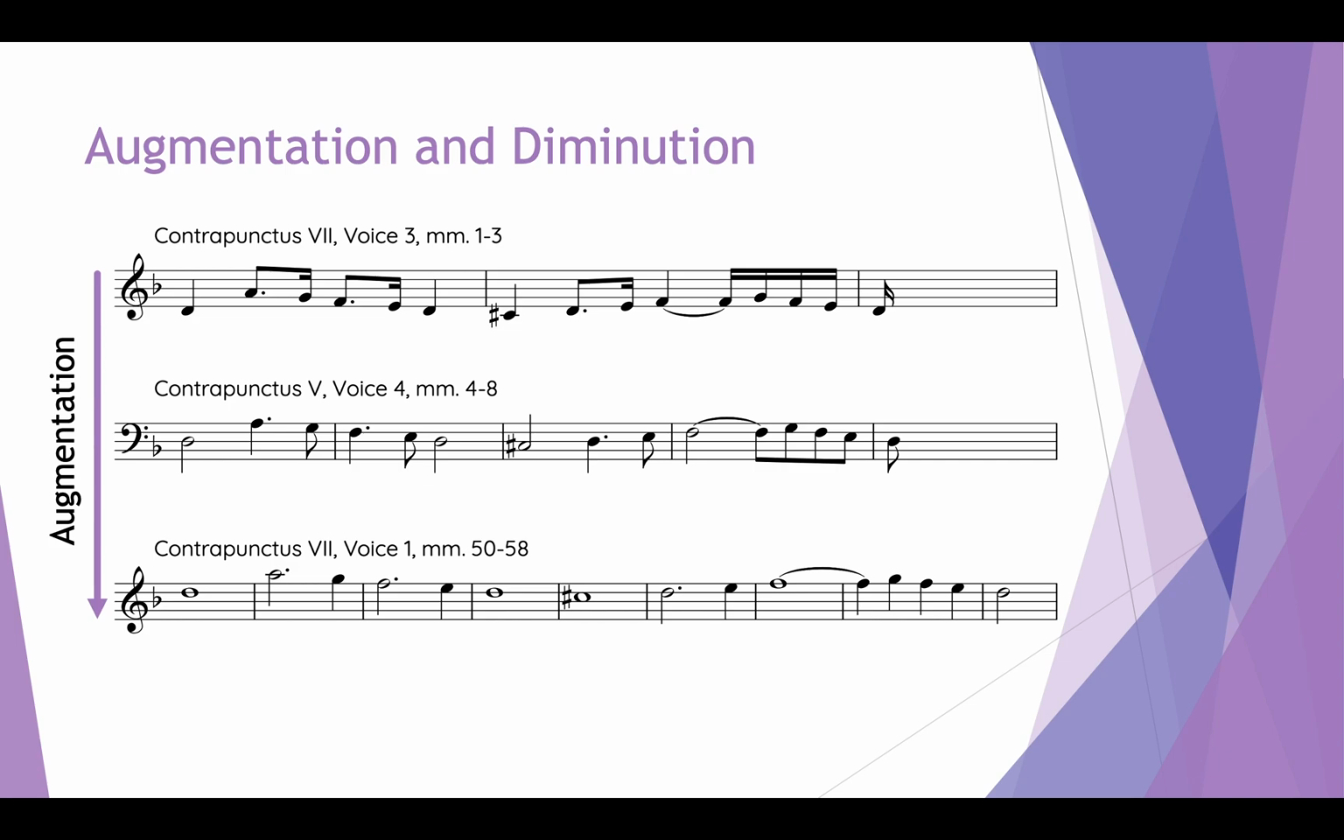Moving down the chart, so from the short note values to the longer note values is the process known as augmentation. The reverse is known as diminution. So going from the longer note values and getting increasingly shorter is the process of diminution. I'm going to play all 3 of these, starting with the fast variant at the top, the short note values. So in other words, I will illustrate augmentation.